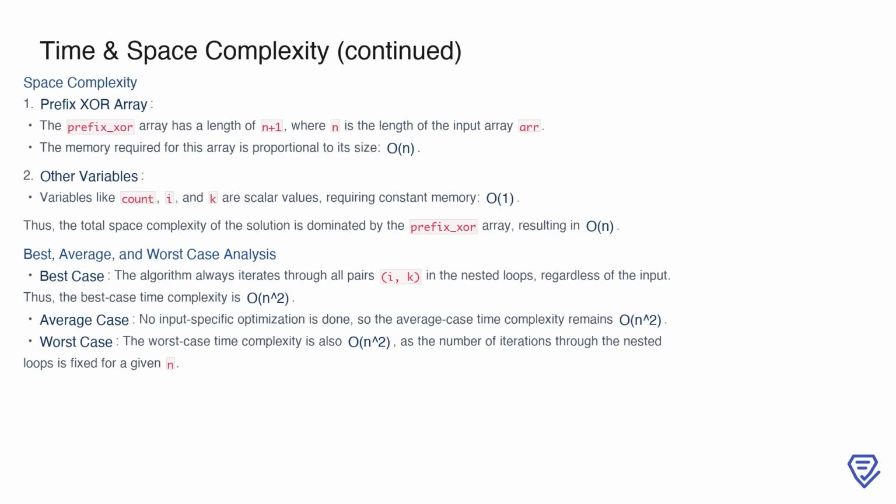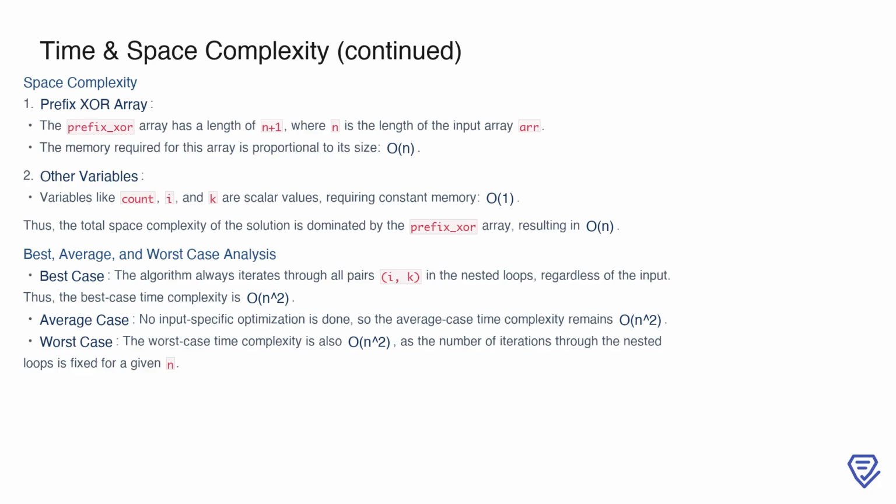Shifting our focus to space complexity, the primary contributor is the prefix XOR array. This array is constructed to have a length of n plus 1, where n is the size of the input array. The memory required to store this array grows linearly with the size of the input, resulting in a space complexity of O(n). Besides this, the solution uses a few scalar variables such as count, i, and k, which require constant memory, or O(1). Therefore, the overall space complexity is dominated by the prefix XOR array, making it O(n).